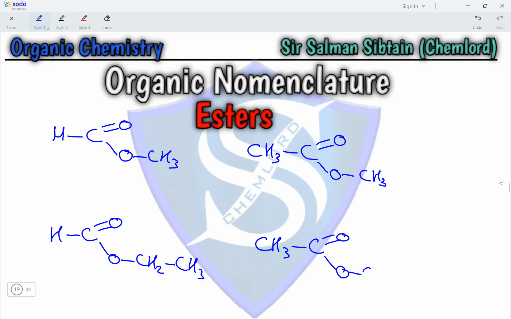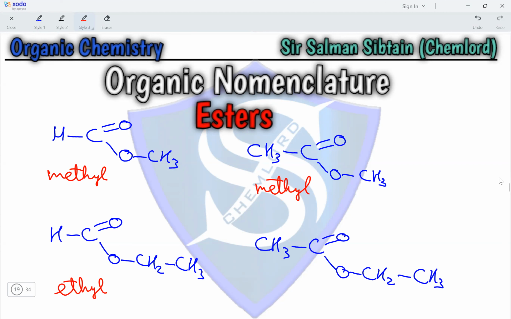So, in order to name these esters, the naming would be using the alcohol part first. So, in the first example, we have methyl. In the second example, on the right, we have methyl again. In the third example, on the left, we have ethyl for the alcohol part and ethyl for the alcohol part on the fourth example as well.